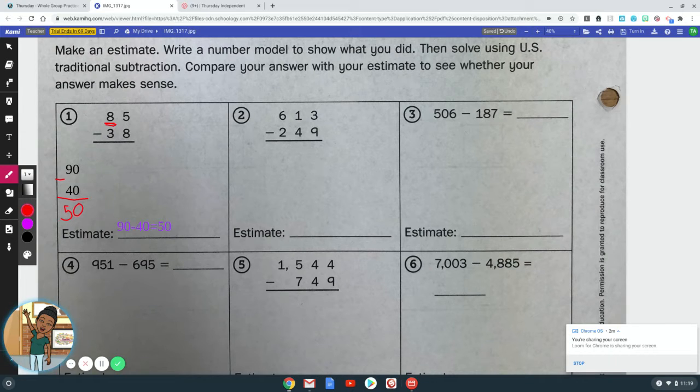Now that we have our estimate, let's go ahead and solve this problem. I'm going to erase this so I don't get confused. I am going to use my drawing tool. If you are not comfortable with using your drawing tool, I want you to at least try. And then go to text boxes if you're not comfortable, if you can't quite get it to work. So I'm going to click on the drawing tool, choose my color. I'm going to choose pink. Where you want to draw is where you will click.